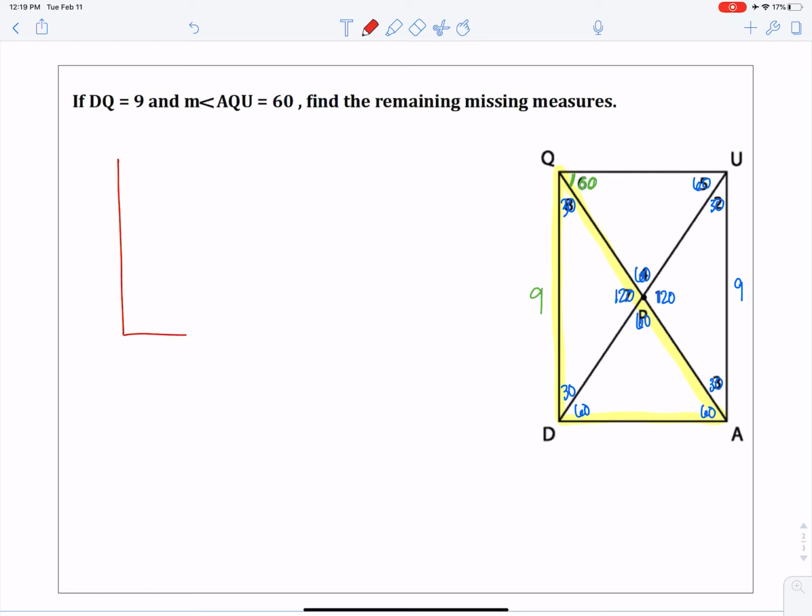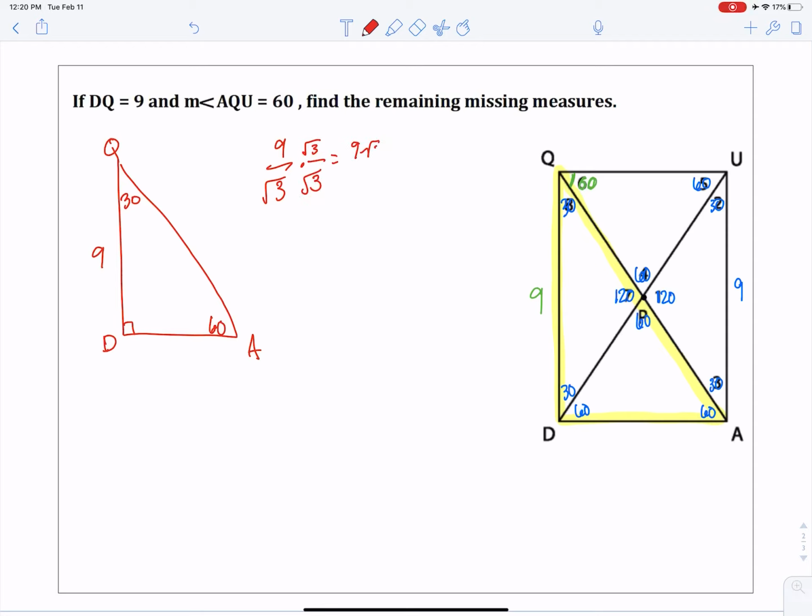So you can see my picture would look like this with a 30. This is Q, D, and A, and this is 9. And I want to find the other 2 pieces. So I'm going to find DA first. I have the side opposite the 60, so to go backwards, we're going to divide by the square root of 3 using our 30, 60, 90 rules. And then we're going to rationalize the denominator.